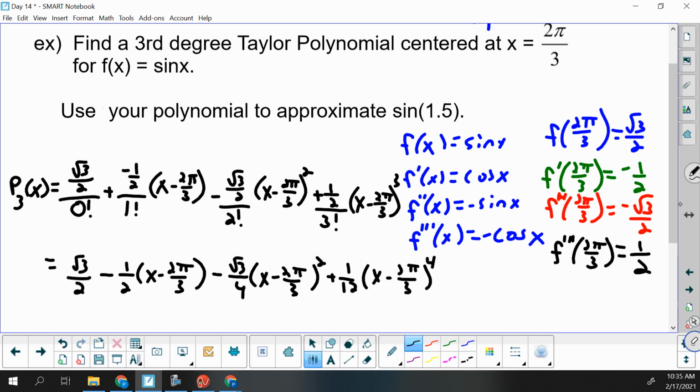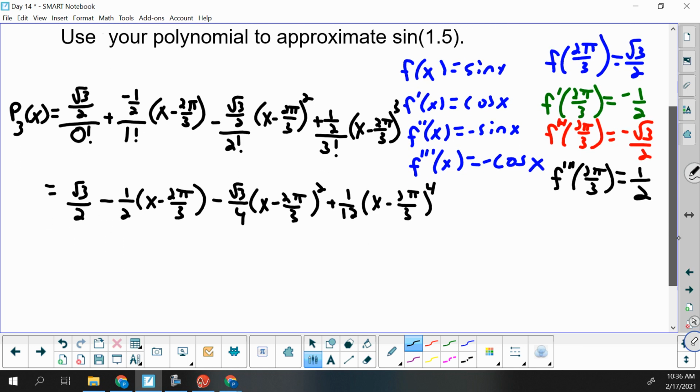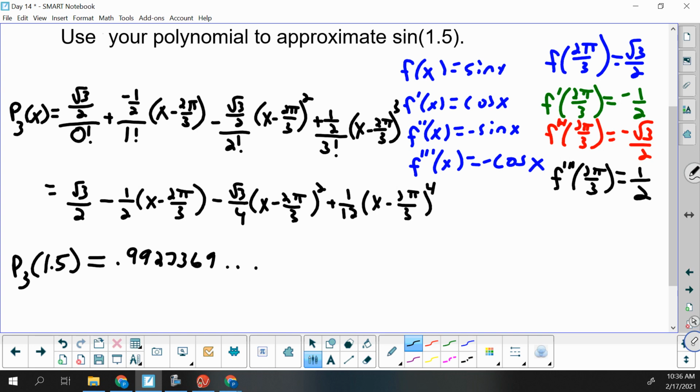And we wanted to approximate sine of 1.5. So P3 of 1.5. If we sub that into our polynomial, we would get 0.9927369 and some other stuff.